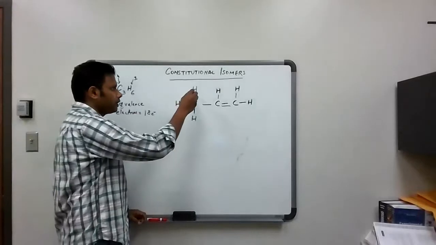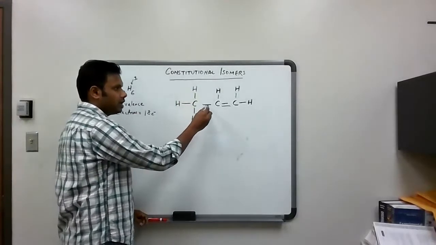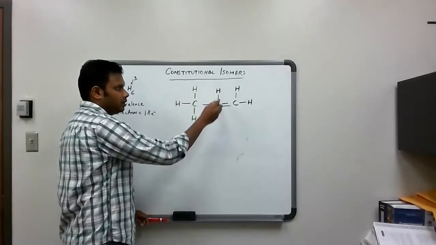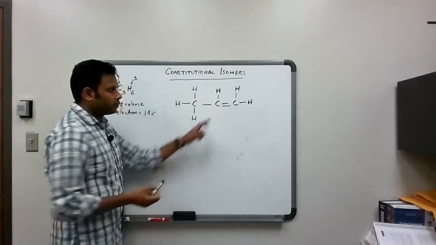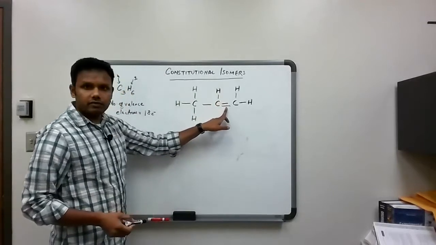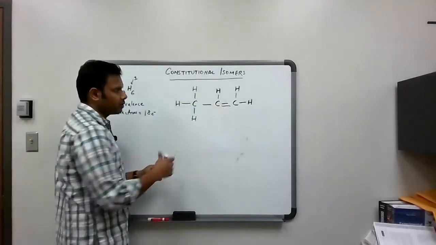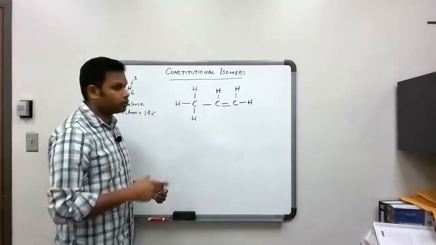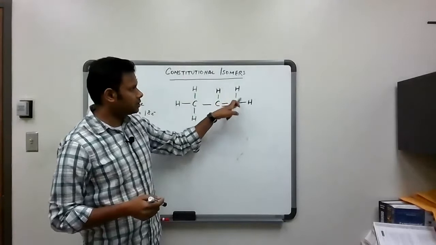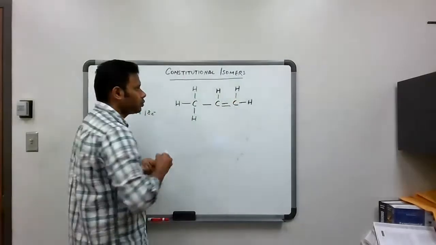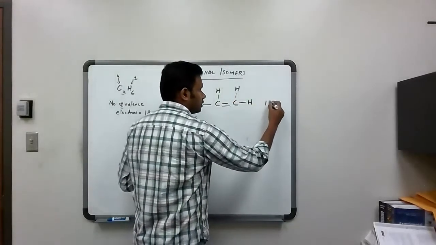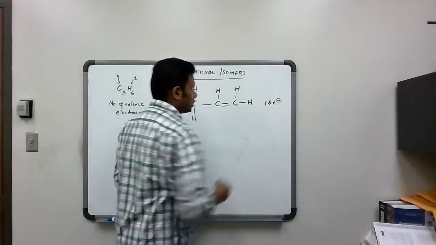So if you count, you have 2, 4, 6, 8, 10, 12 for one bond, 14 for the other bond, because this is a double bond. So every bond is 2 electrons. So we're at 14, 16, and 18. So that's the total number of electrons. So that structure has 18 electrons.